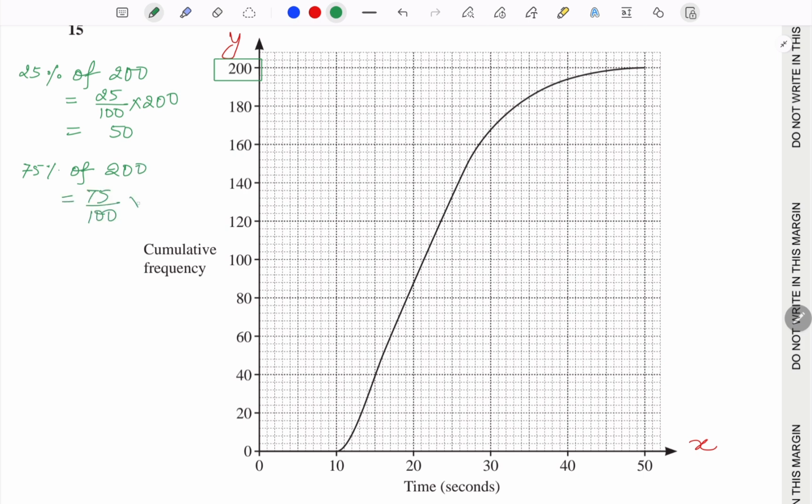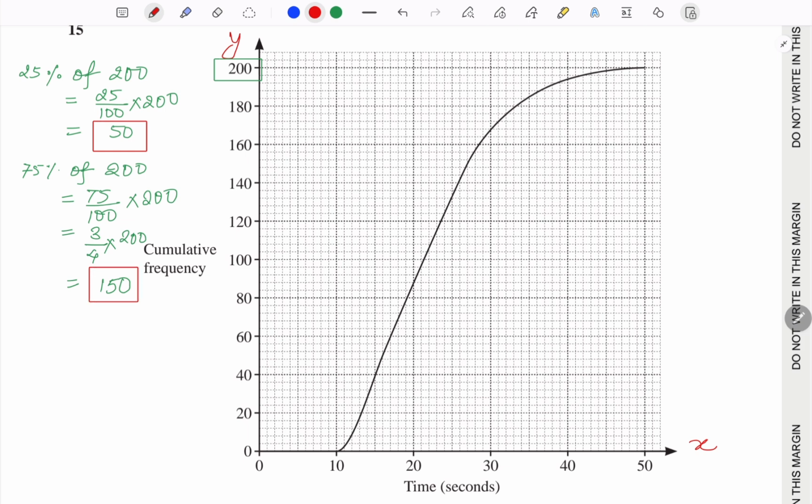75% of 200 will be equal to, if I factor out 25, 3 divided by 4 into 200. It will give me 150. Okay, so the 25% of 200 is 50, and 75% of 200 is 150.